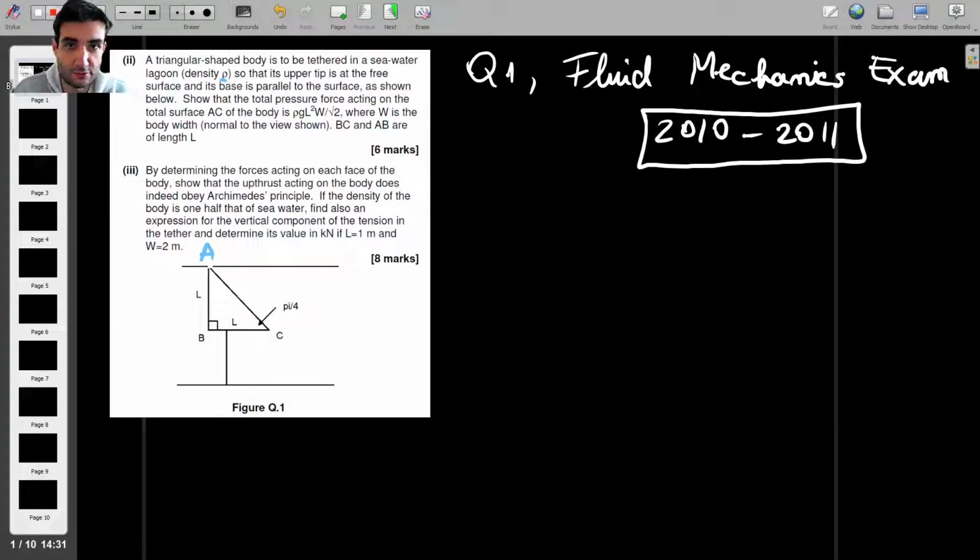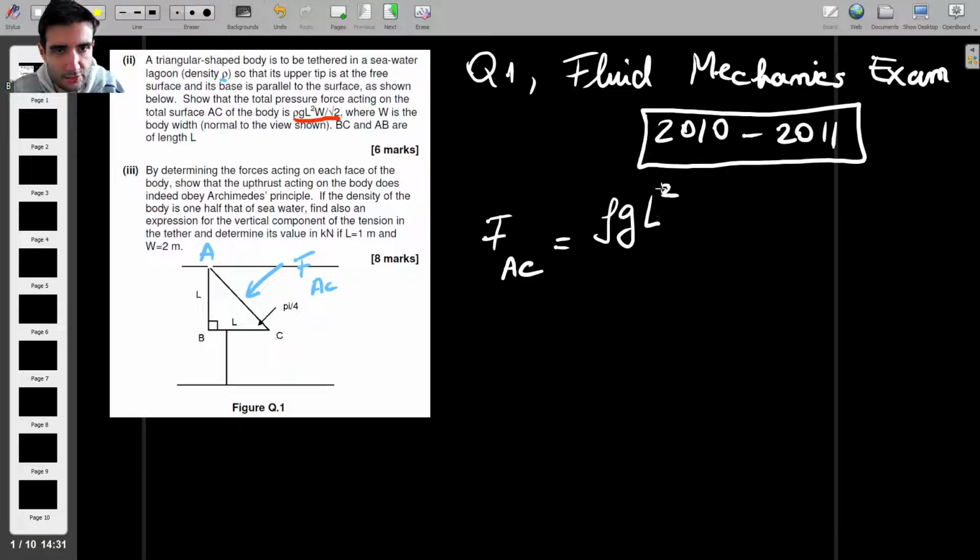For the second part of the question, we have to show that the total force on side AC, the force acting on this side, and of course this force is going to be perpendicular to that side, is given by this equation: F_AC is given by rho g L squared W over square root of 2, where W is the body width. This is the dimension of the prism into the paper.